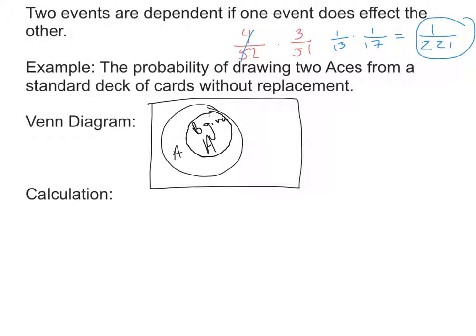And so our calculation, well, we want to find the probability that A occurs, then multiply it by the probability that B will happen given that A already happened. And we're done.